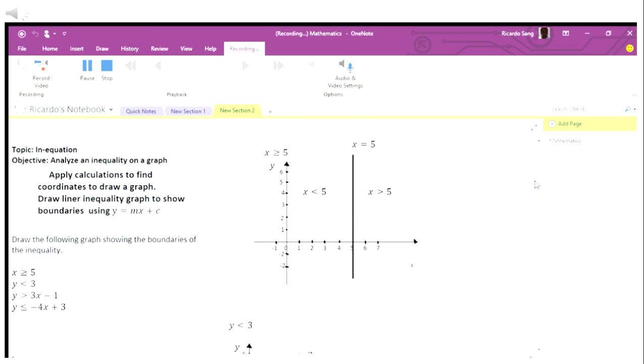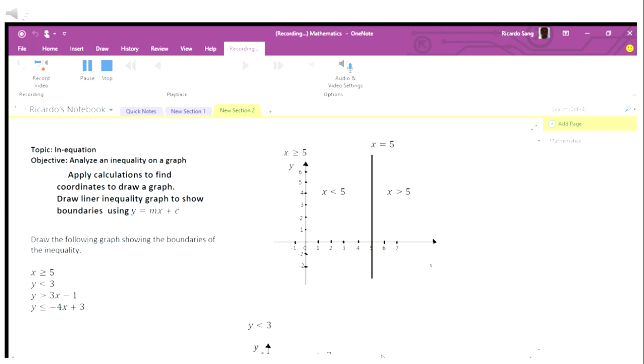And this is our third lesson for the 14-day period. And we continue on inequations. The objective for this lesson is analyzing an inequality graph. Apply calculation to find coordinates to draw a graph. Draw a linear inequality graph to show boundaries using y equals mx plus c.